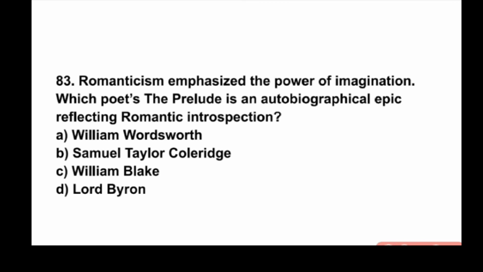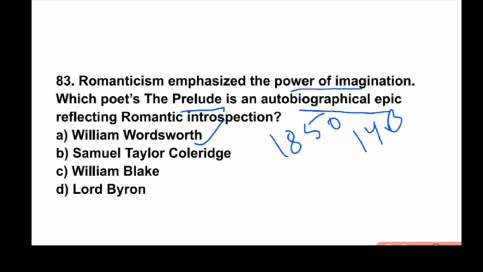Romanticism emphasized the power of imagination. Which poet wrote The Prelude, an autobiographical epic reflecting romantic introspection? The Prelude is an autobiographical epic by Wordsworth, published in 1850, divided into 14 books. Explores personal growth and nature's influence. Next question.